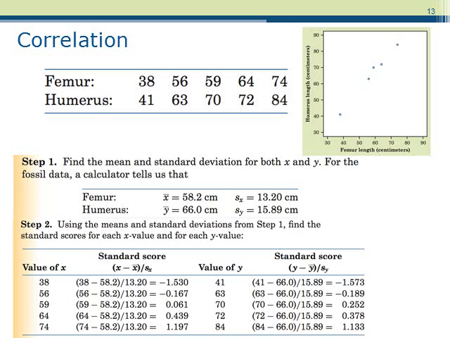Next, we must compute the standard score for each observation for both variables. If you recall, the standard score is defined as the observation minus the mean divided by the standard deviation. For instance, the standard score for the first femur length is negative 1.530, and the standard score for the first humerus length is negative 1.573.